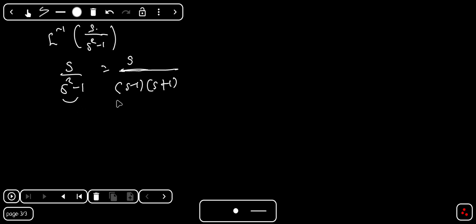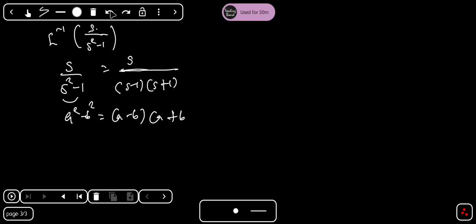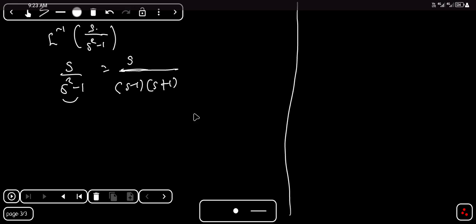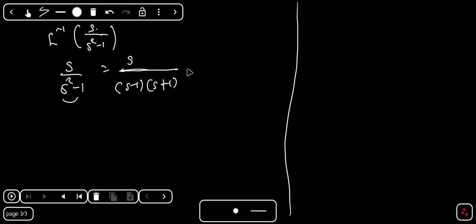That is the difference of two squares. We have a^2 minus b^2, which will be equal to (a minus b) multiplied by (a plus b). So that is what happened here. So we have s over (s minus 1) multiplied by (s plus 1). Okay, so now let's move on. If we want to split this into partial fractions, let me partition the board. We can say that s over (s minus 1)(s plus 1) is equal to A over (s minus 1) plus B over (s plus 1).